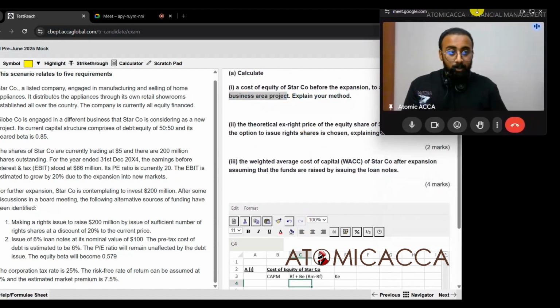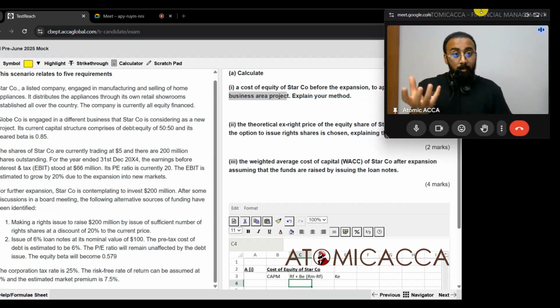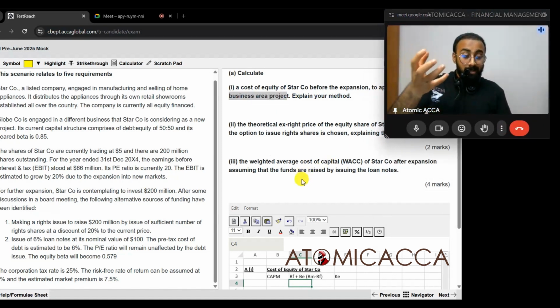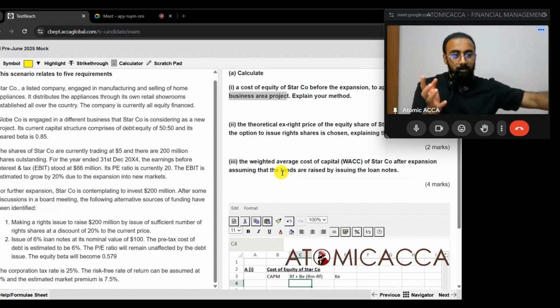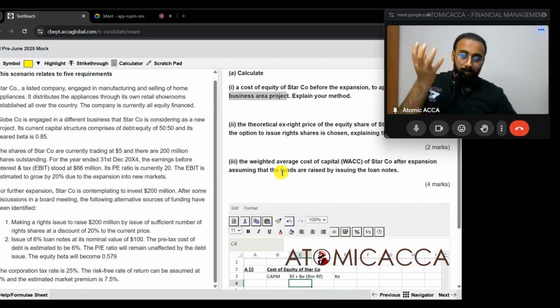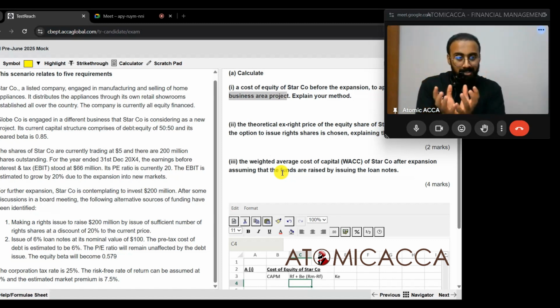If I'm using it for the new business area project, what do I have to do? I have to find the equity beta of that industry. How do I find this? I have to take that proxy company's figures. There is some equity beta given over there. I have to remove their financial risk from this, get the asset beta, then re-gear it with my own financial risk, which is Star Company's financial risk, and get the new equity beta, which is going to incorporate that risk element.